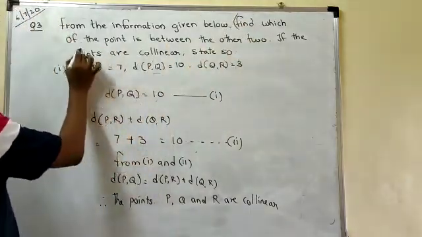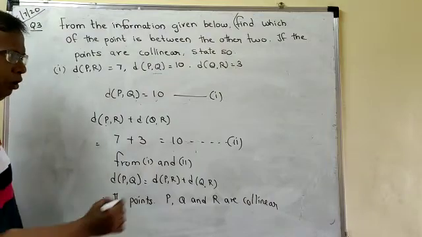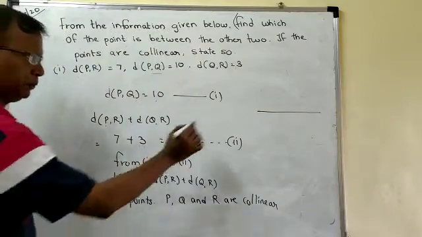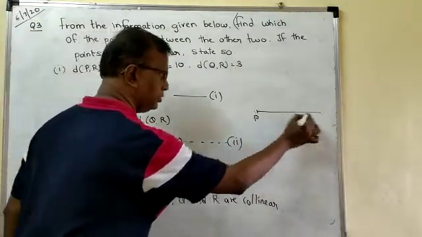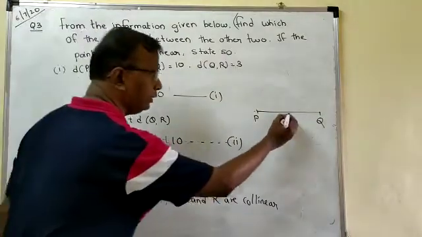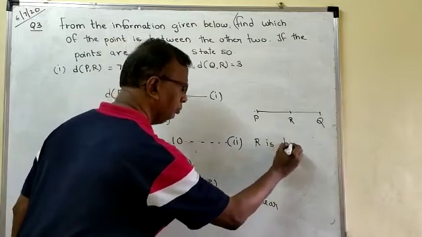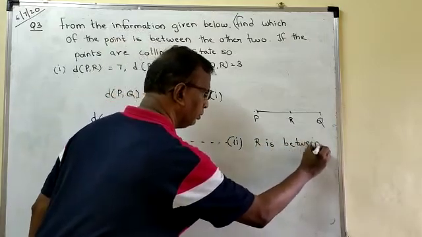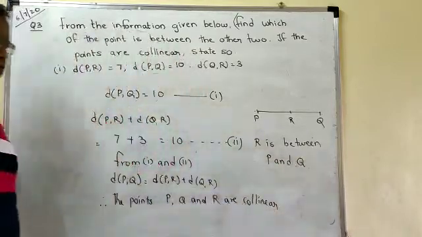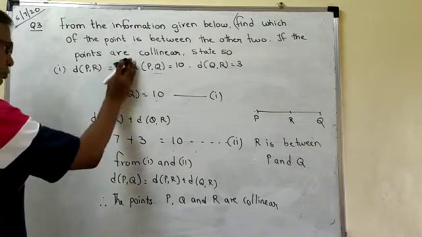Now what is the question they ask you? Find which of the point is between the other two. Now which point is between? Now you have to see which is the highest one. Draw the diagram. Which is the highest now? PQ. This is P and this is Q. Okay. PQ is 10. So which is the point in the middle? I'll take R. So I'll write R is between P and Q. That's enough. Okay. Any doubt here, students? We'll go to the second sum now.